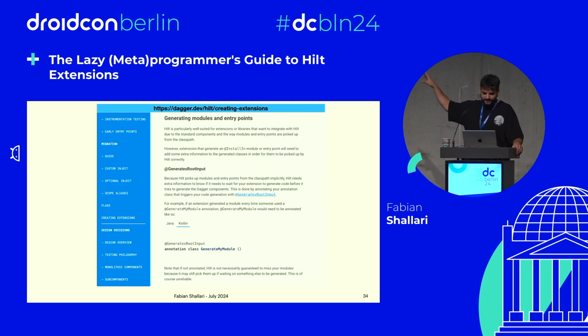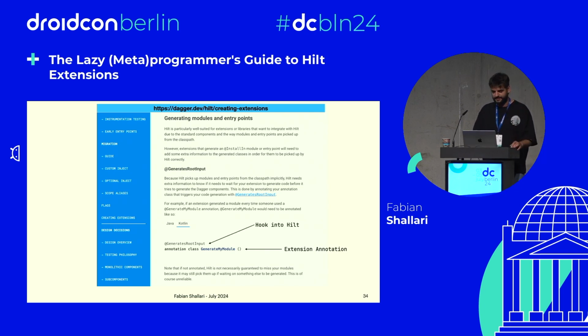Buried deep in the depths of the online Dagger documentation, the solution is called Hilt extensions. In order for Hilt to pick up your generated modules, your extension annotation, which in our case is auto-bind, you need to annotate your annotation with a meta annotation called generates root input. As you can see at the bottom of this page, there is a warning which tells you that if you fail to use this meta annotation, you cannot be certain that Hilt will pick up your module and install it into the respective component. So this chicken and egg problem is also mentioned here explicitly, and it's super convenient at the bottom of the page.